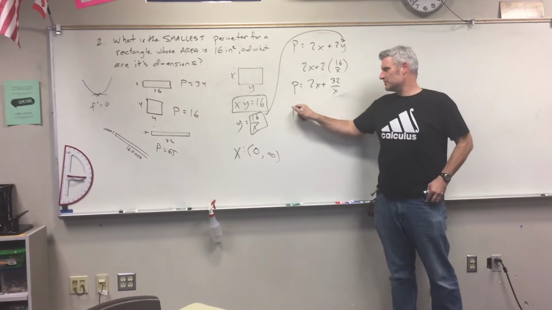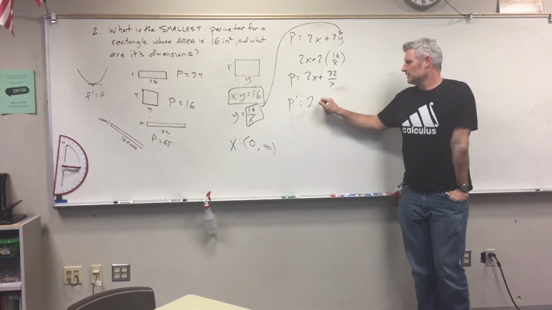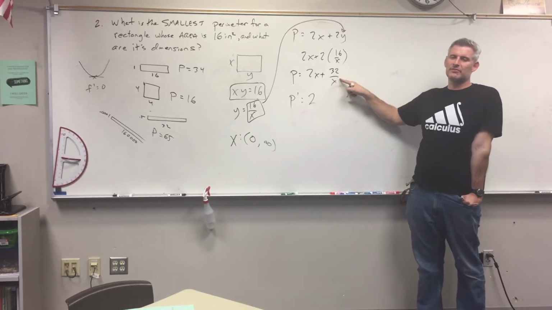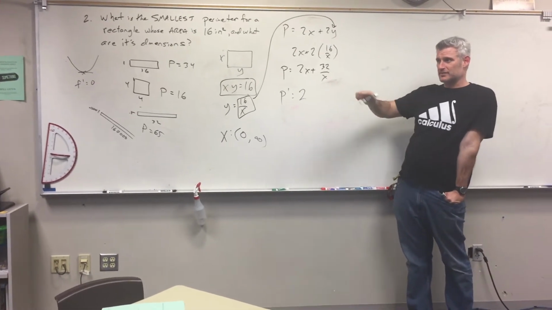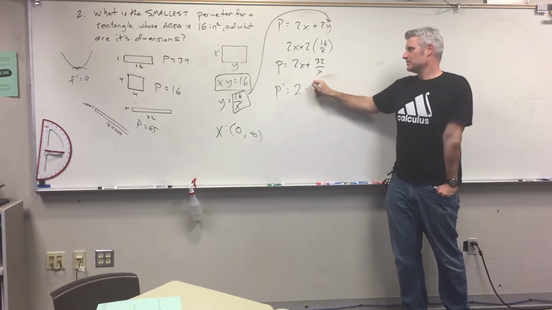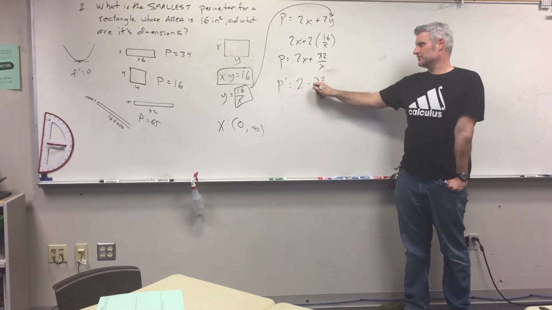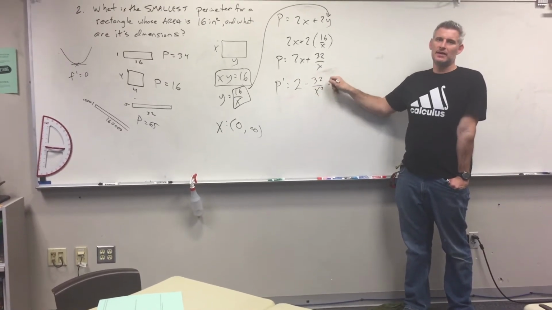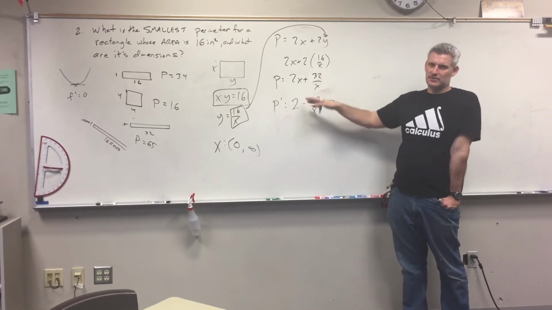So if I take my first derivative, I'm going to get 2, and of course the derivative of 1 over x is negative 1 over x squared. So the derivative of 32 over x is negative 32 over x squared. And you could do quotient rule right there. You can even do whatever you want.